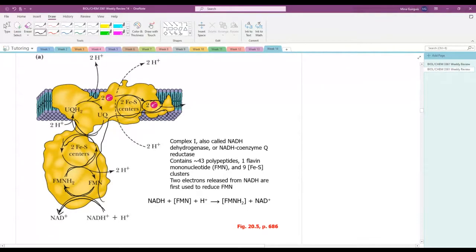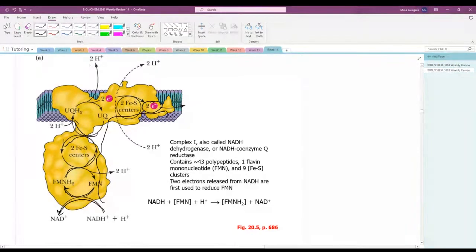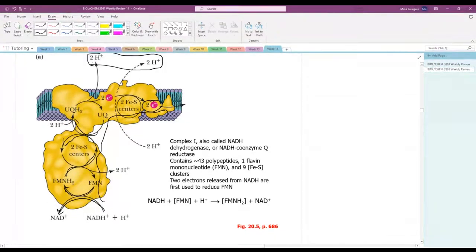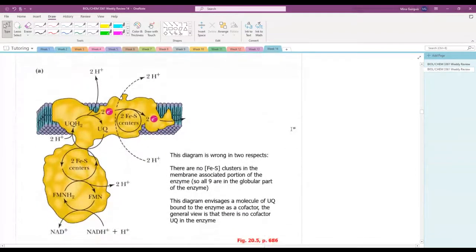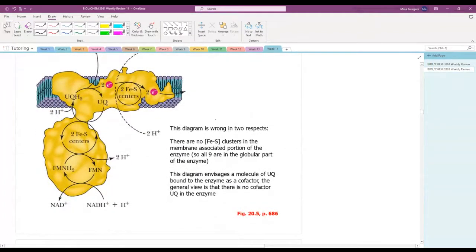Okay. Now, while this is happening, 4 protons are being moved from the matrix to the intermembrane space. And there's kind of a lot of details. Okay, this is an important step. This diagram is wrong. I shouldn't say wrong. It's slightly inaccurate for convenience. So first, the iron sulfur clusters are not located as you guys can see them here. There are none in the membrane-associated portion. So all these iron sulfur clusters need to move out.